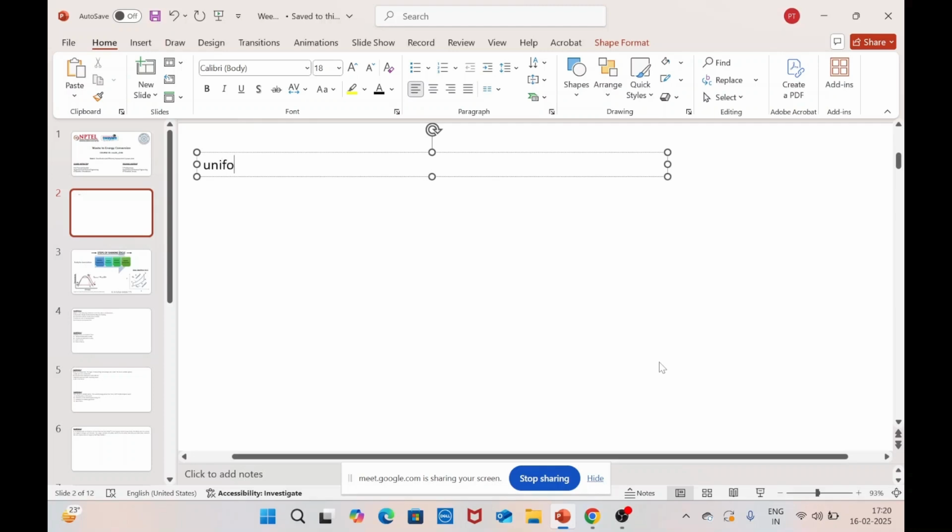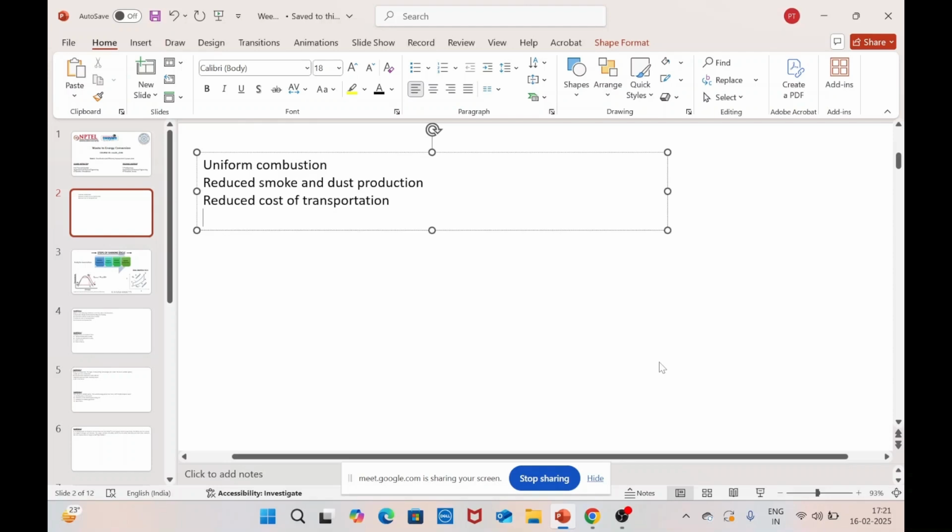Uniform combustion. Next, reduced dust production, so reduce smoke and dust production. Reduce the cost of transportation. Reduce the possibility of combustion during storage. So these are the advantages of densification process.